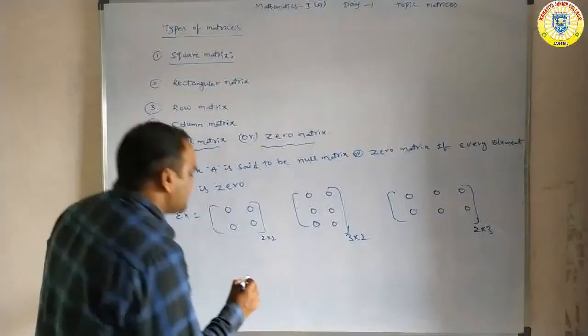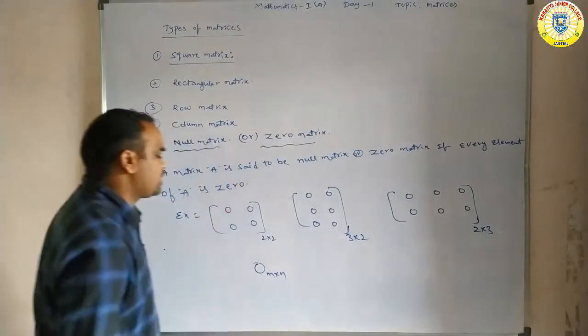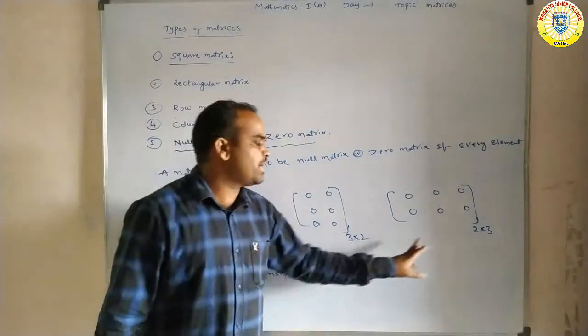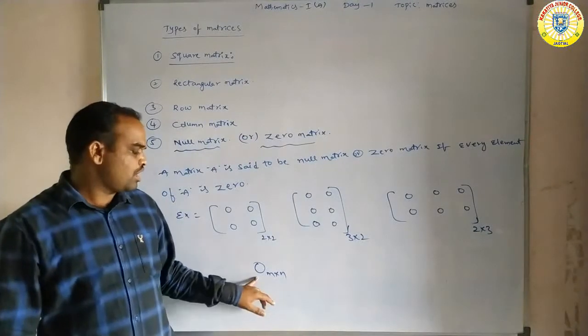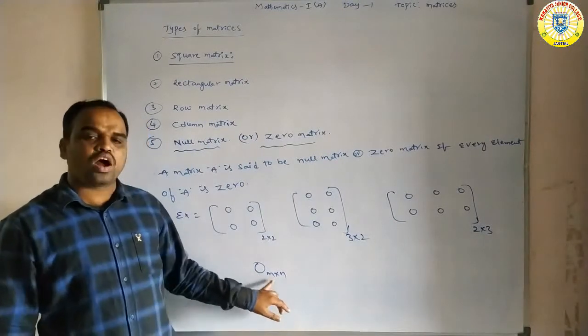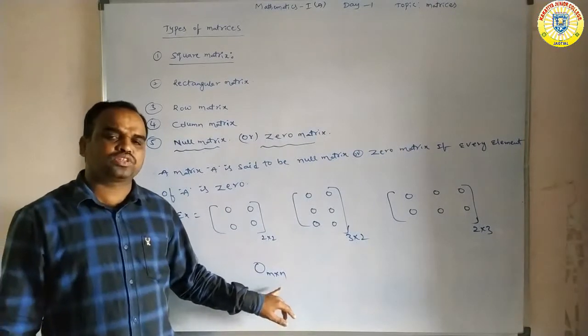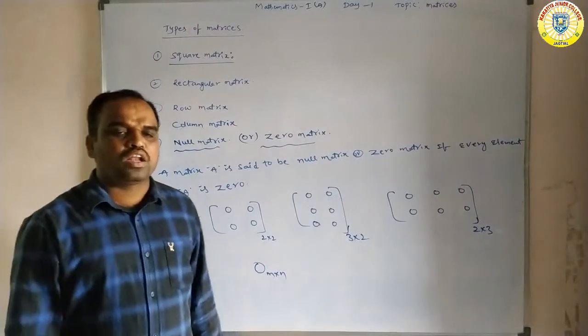Here null matrices are denoted by O. O of which one, sir? M cross N. This is the 2 by 2 null matrix. This is the 3 by 2 null matrix. This is the 2 by 3 null matrix. Okay now, null matrix is denoted by O of M cross N. M is nothing but rows, N is nothing but columns. Okay now, so all of you write this one.